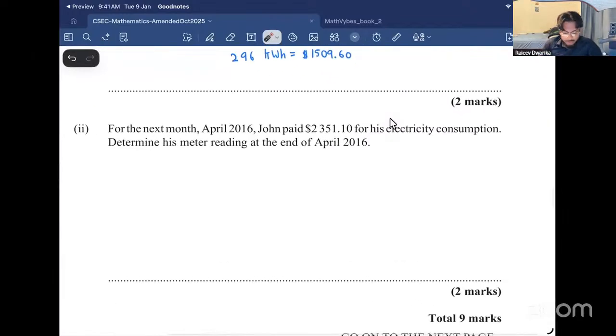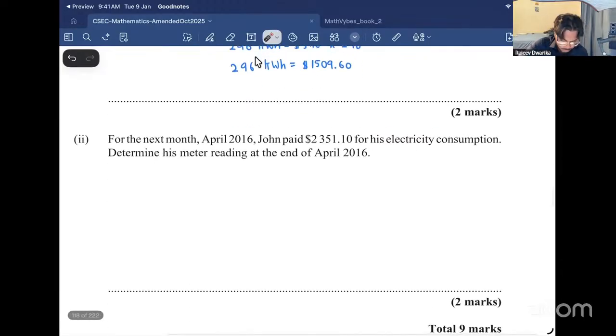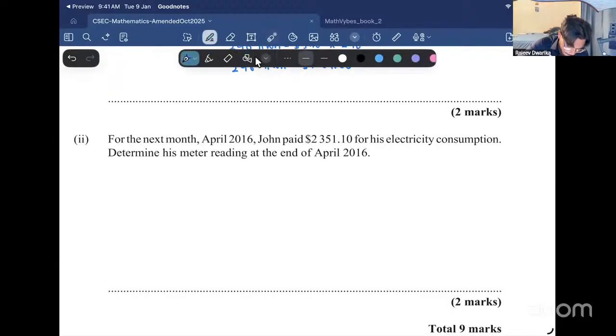So Carla, redeem yourself. Read part 2 for me. For the next month, April 2016, John paid $2,251.10 for his electricity consumption. Determine his meter reading at the end of April 2016.